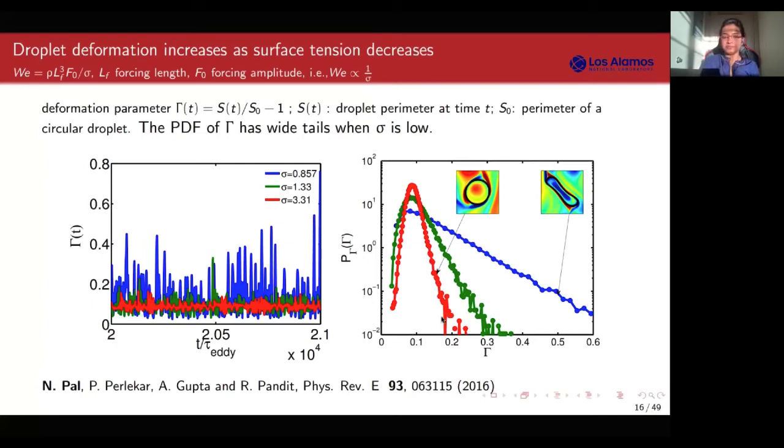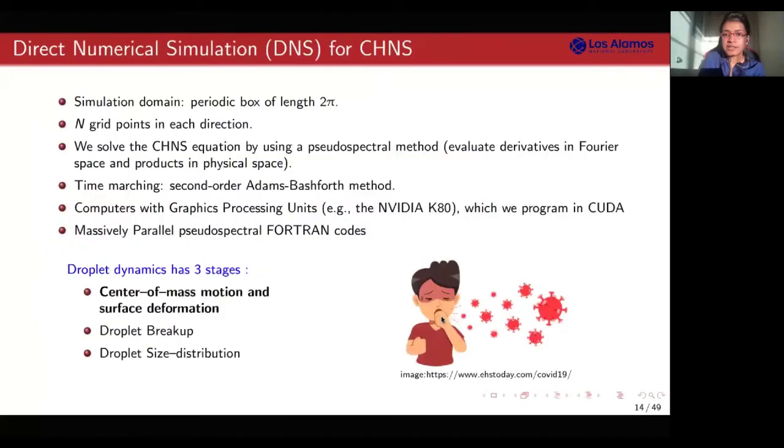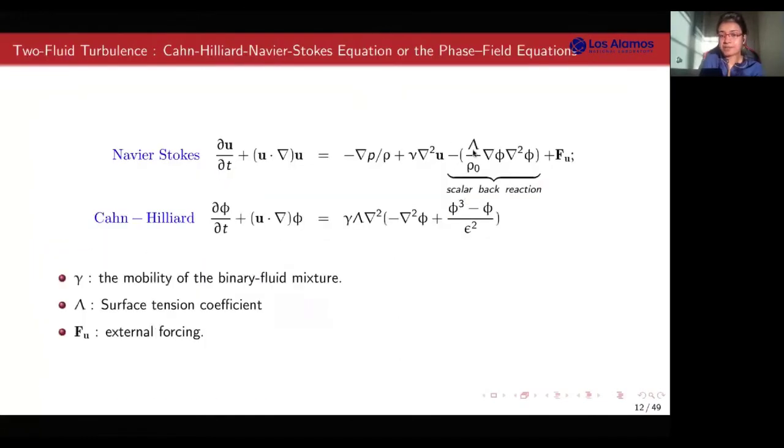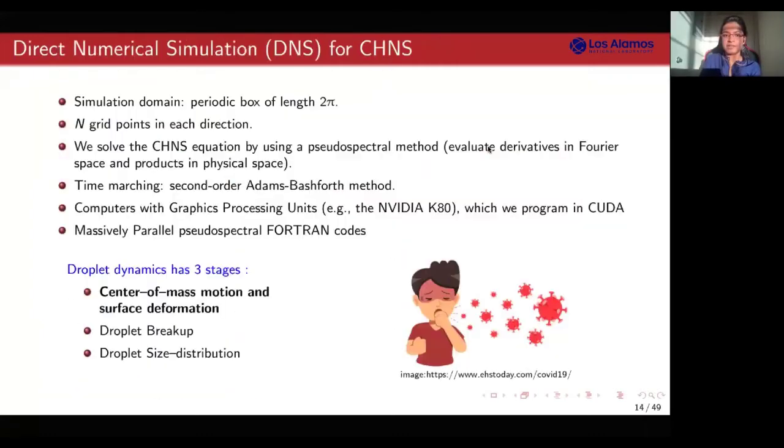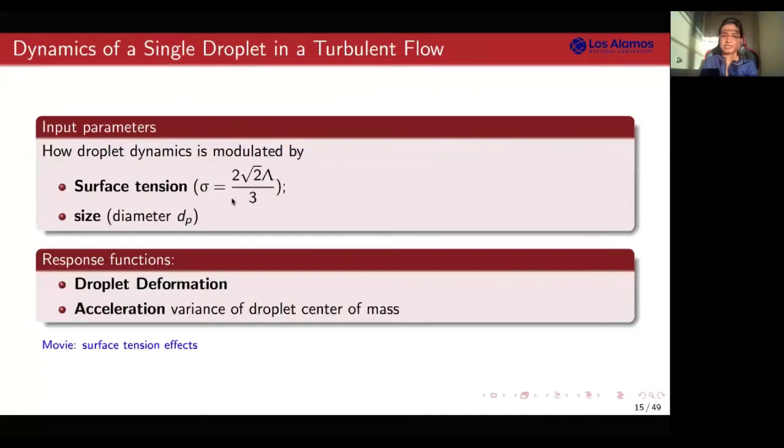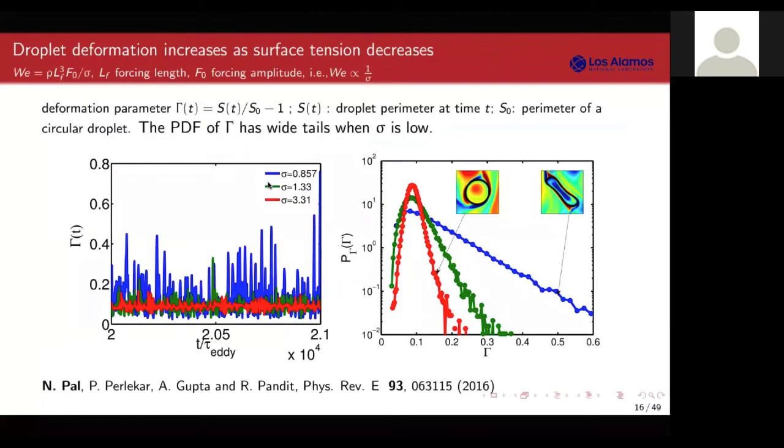Okay, Nairita, one small question. Where does surface tension go into your equations? So it is inside the back reaction term. Okay, so in the lambda coupling? Yes, lambda. So the surface tension is a simple function of lambda. This is found from a line integral and things like that. Okay, thank you.